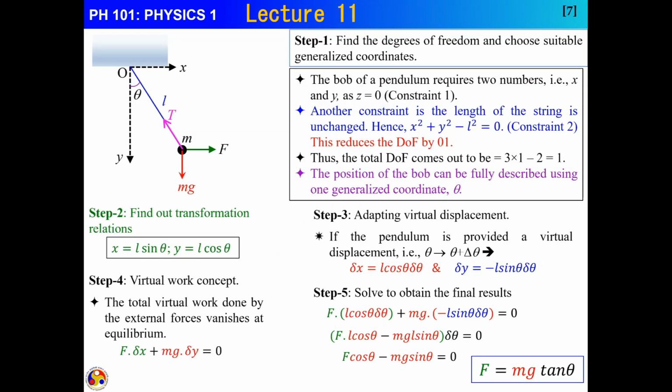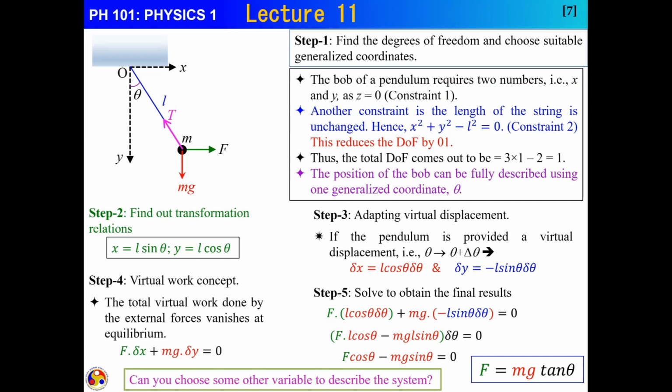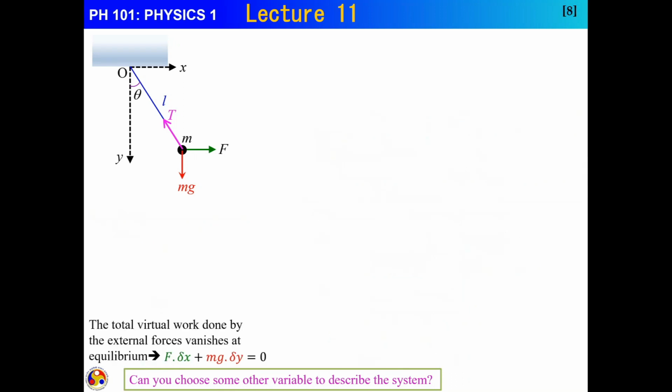So we have solved by taking the virtual work concept such that the total virtual work done on a static system by the external forces vanishes at equilibrium. So this is what we have taken out. And then we find all this, and finally we derive this formula. We can choose any other variable to solve the same problem. So let's see what the constraint quantity here is. The constraint quantity here is x square plus y square equal to L square all the time, that you can understand very easily.